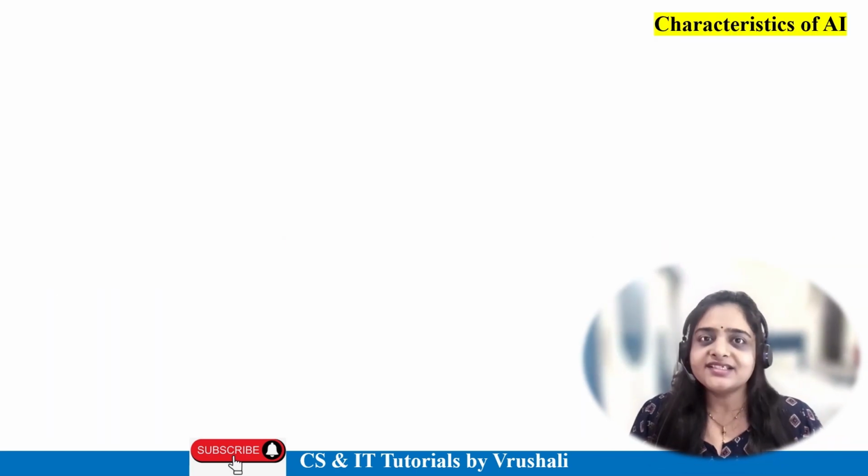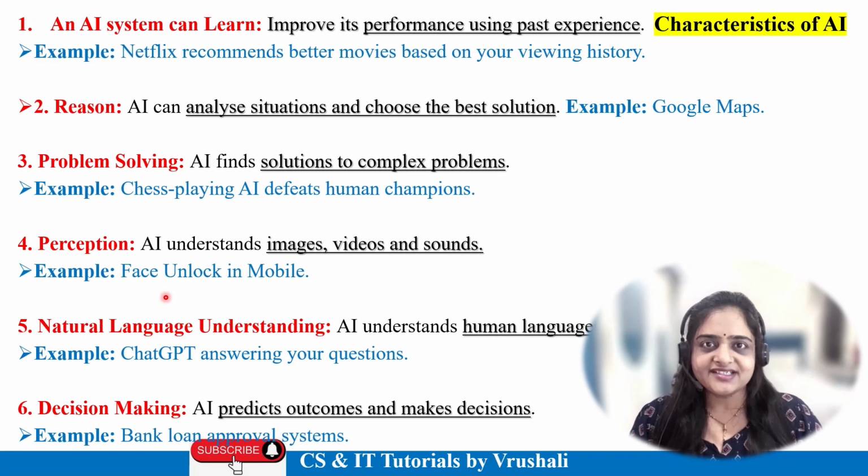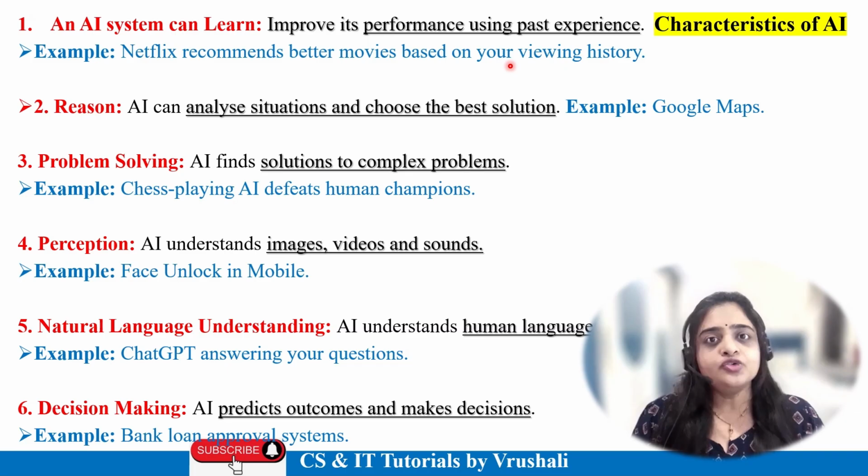Now the next topic is characteristics of AI. And these six are the most important characteristics. The first one, AI system can learn. Means AI system can learn from historical data or past experience. For example, Netflix application recommends movies based on users' history, right? So here AI system can learn from historical data and as per that they take decisions or they predict the data, right?